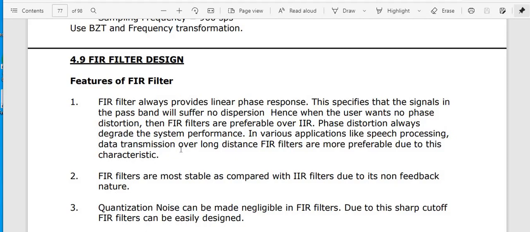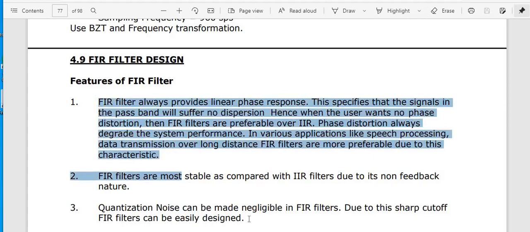In various applications like speech processing and data transmission over long distances, FIR filters are more preferable due to their characteristics. The characteristics are: they are linear, they have finite magnitude, they are impulse, and they are realizable. Everything we have seen. So the only thing is how to design, which is very important, and we are going to see that. We said FIR filters are reliable in various applications like speech processing and data transmission, so we can go ahead with FIR filters.